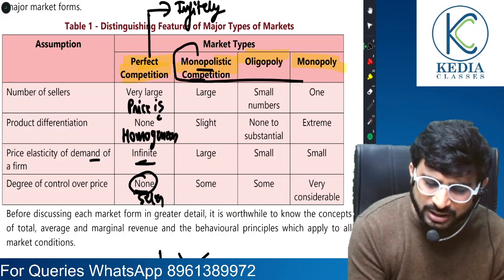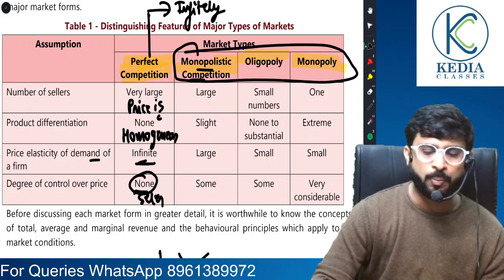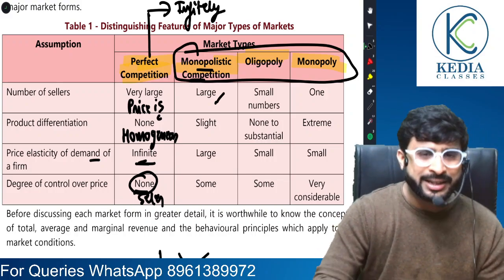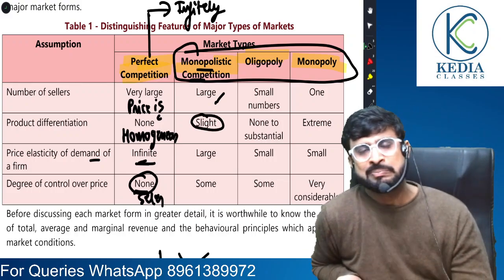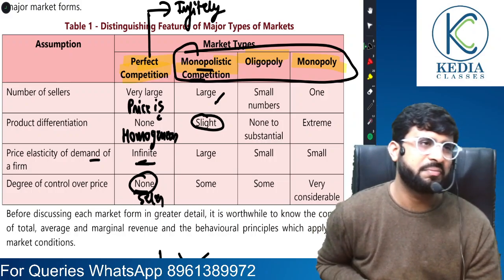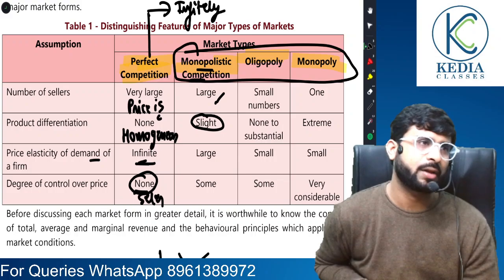See, the other three types of market, they are possible in reality. Now, monopolistic competition is a market where there are a large number of sellers, a large number of buyers, and there is some differentiation in price. I will give you an example of monopolistic competition: the fast moving consumer goods industry.